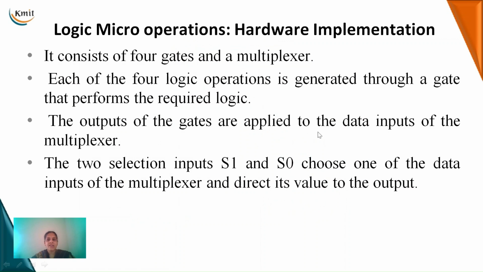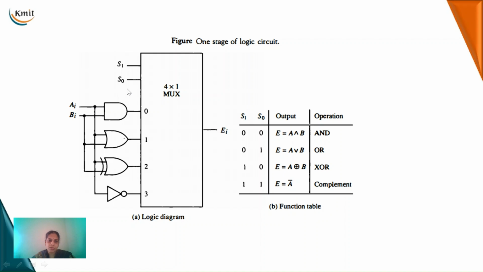The outputs of the gates are applied as data inputs to the multiplexer, and the two selection inputs S1 and S0 choose one of the data inputs of the multiplexer and direct its value to the output. So based on the selection input, whichever operation has to be performed. If the selection inputs are 0 0, then the AND operation will be performed. This will be given as an input to the multiplexer, and we get the output of the AND operation. So based on the function table, based on the selection inputs, the particular micro operation will be performed by the circuit.